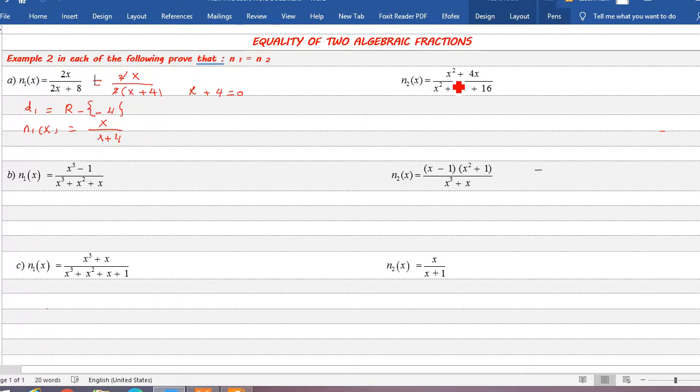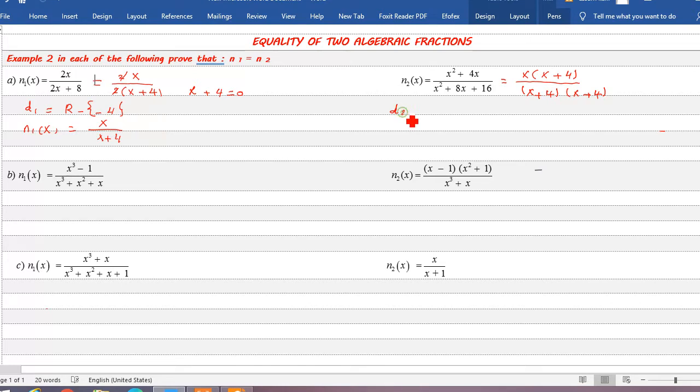n2 of x equals x power 2 plus 4x over x power 2 plus 8x plus 16. Make the factorization of the denominator and numerator. What is the common factor between x power 2 and 4x? It will become x, open brackets, x plus 4, over x power 2 plus 8x plus 16, open two brackets, x and x, 4 and 4, positive and positive.